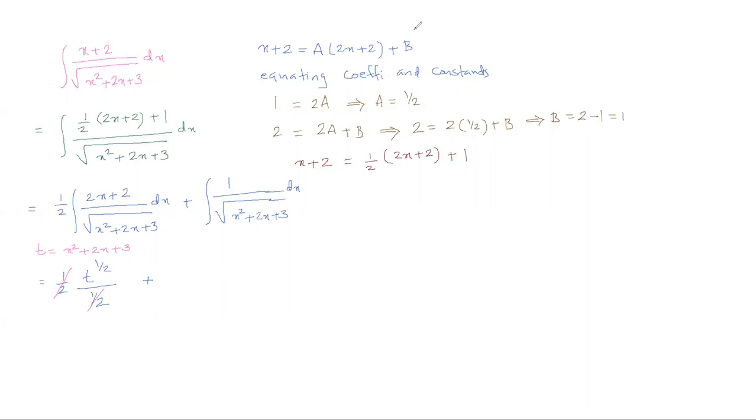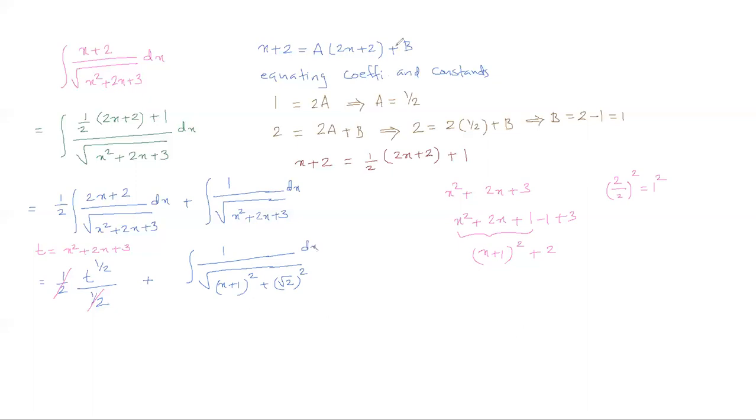Now for the second one, to get it into standard form, take x square plus 2x plus 3. The coefficient of x is 2, its half is 2 by 2, its square is 1 square. That means you have to add 1 and at the same time subtract 1, then plus 3. So first three terms give x plus 1, the whole square, and 3 minus 1 is plus 2. So now your question will become, plus integral 1 by under root (x plus 1) the whole square plus 2, that is root 2 square.